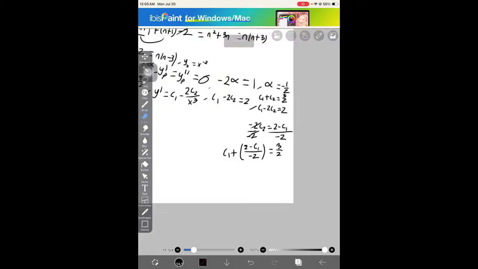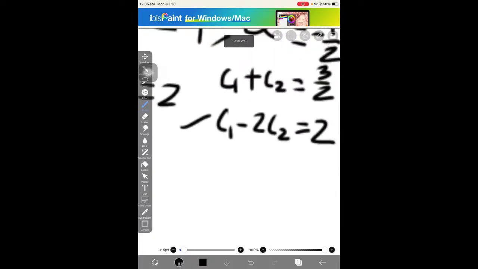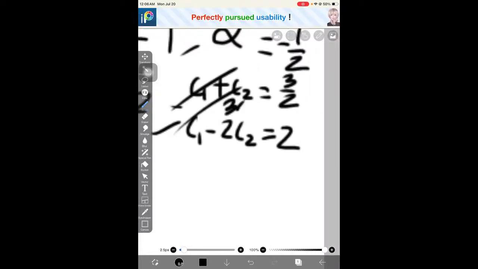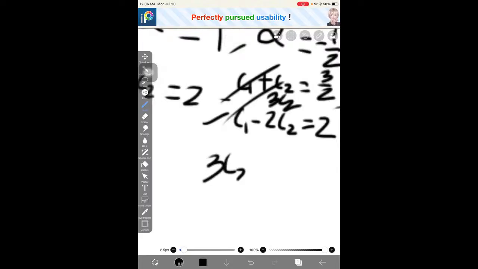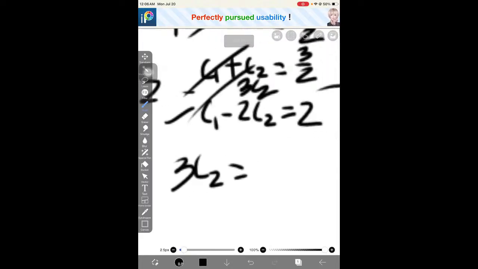So instead, I want to do this. Maybe I don't have to solve in that kind of method. What if I just subtract them? Pop pop, they're dead, and then this becomes 3c sub 2, and that's going to equal 2 minus 3 over 2. What's 3 over 2 minus 2? That's going to give us negative 1/2.